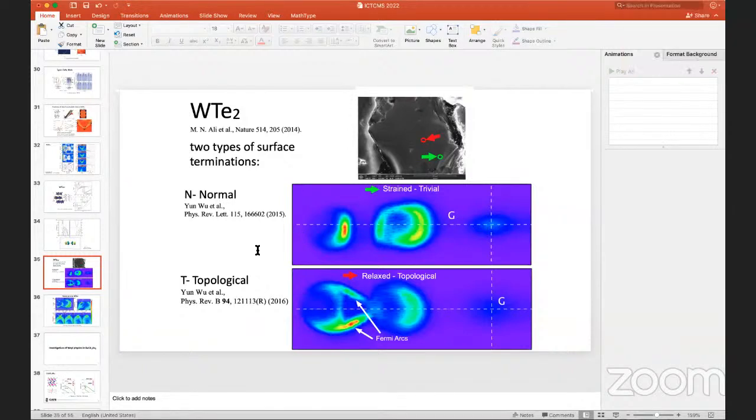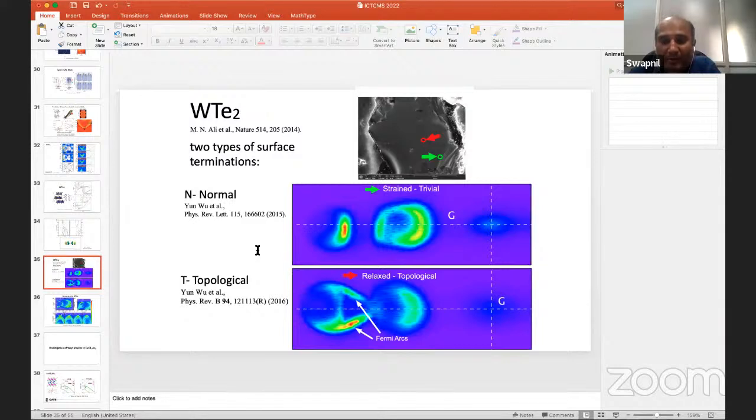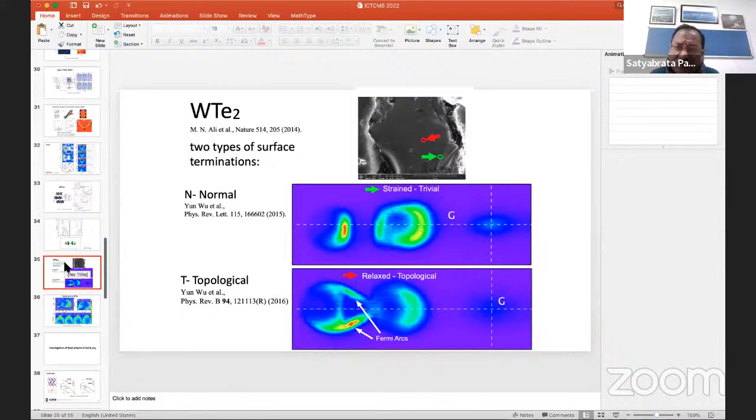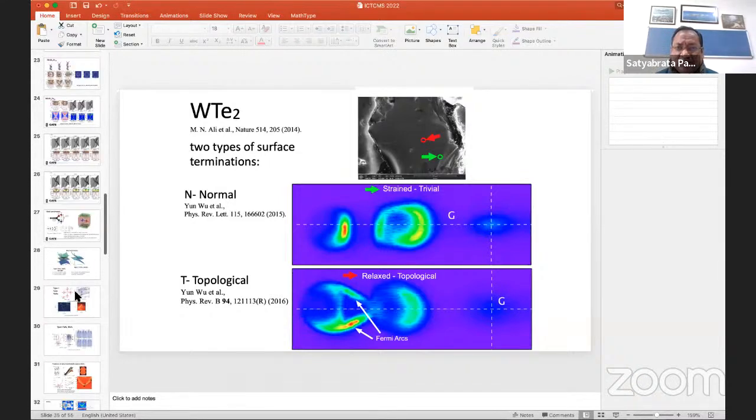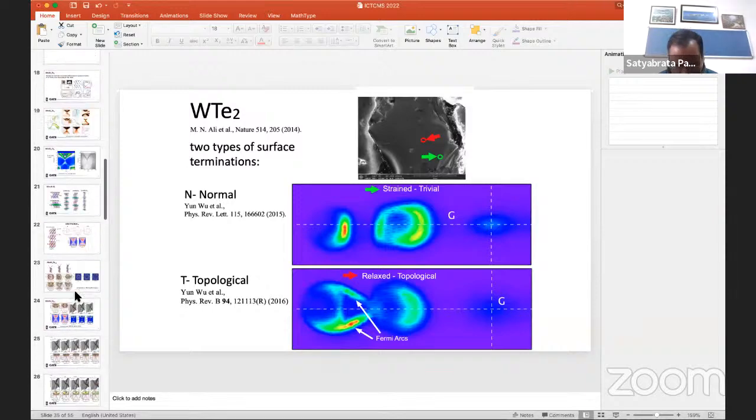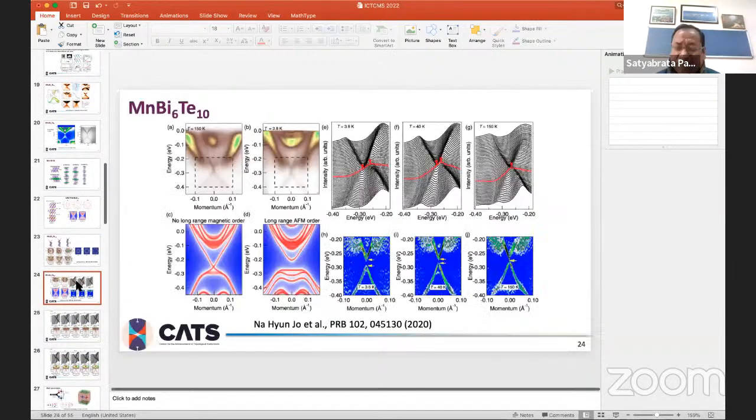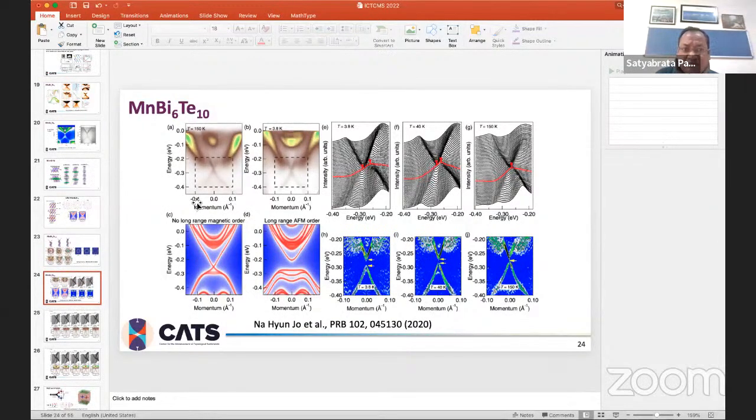Okay. You are satisfied? Yes. Satyabrat Patnaik, yes, basically the question is on MnBi2Te4. Then you mentioned that it has kind of similar properties as MnBi6Te10. So both in terms of the magnetic aspects, I mean, how does it compare to MnBi2Te4? I mean, both ARPES and the magnetization measurements.